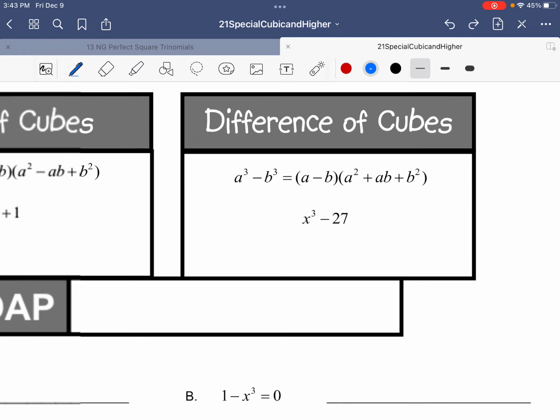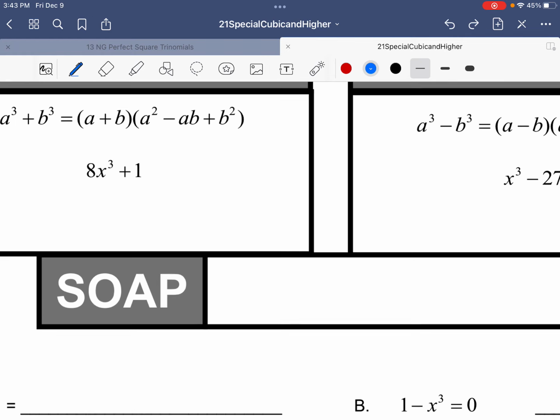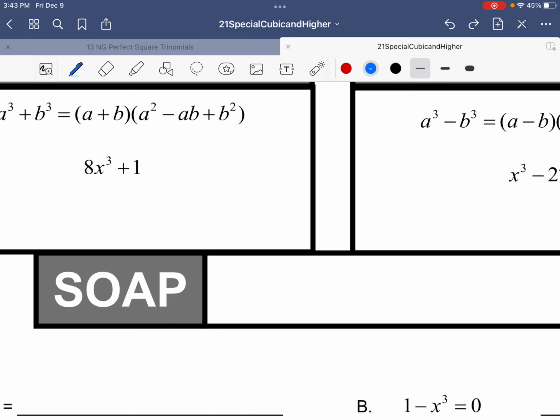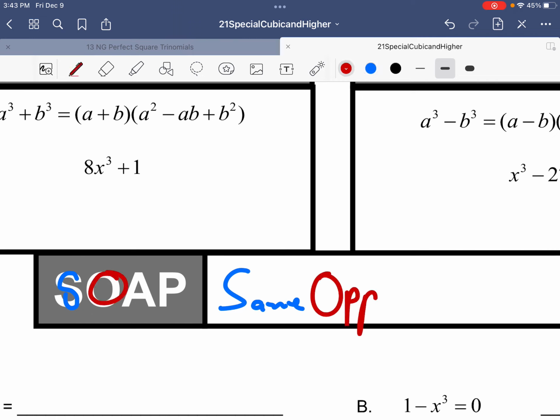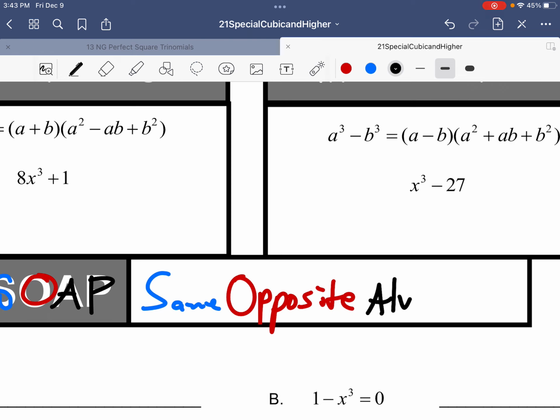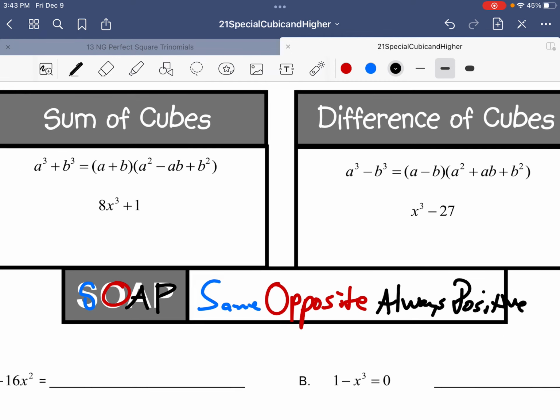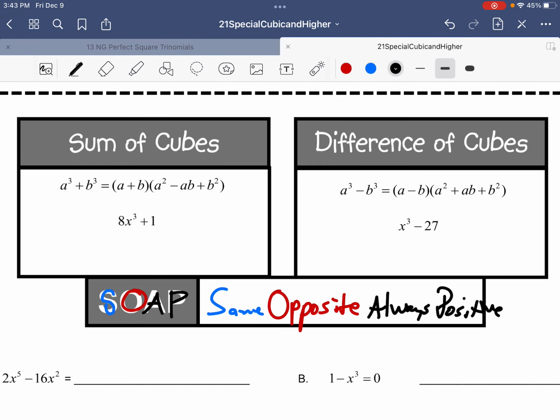That idea of the signs fits nicely into a cute little acronym called SOAP. And we sort of joke, did you use SOAP? Yes, you use SOAP if you write down the same sign, and then if you write down the opposite sign. And what's true about the last sign? It's always positive. So when you factor a sum or difference of cubes, you're always going to want to use SOAP. Ready to try it?